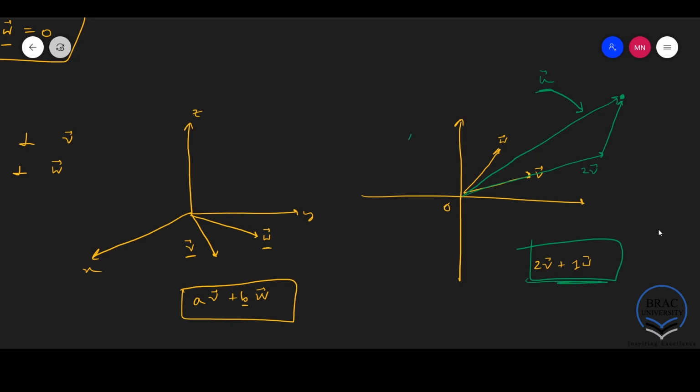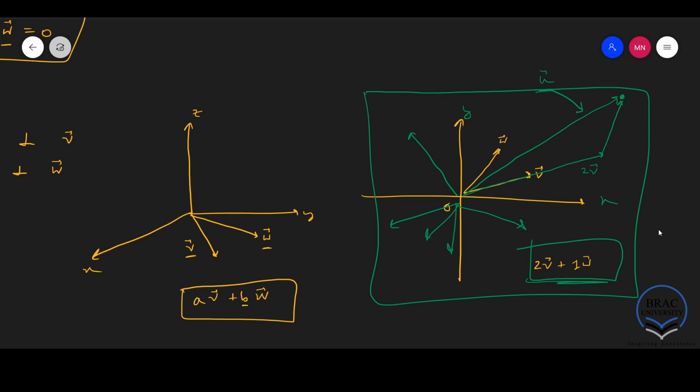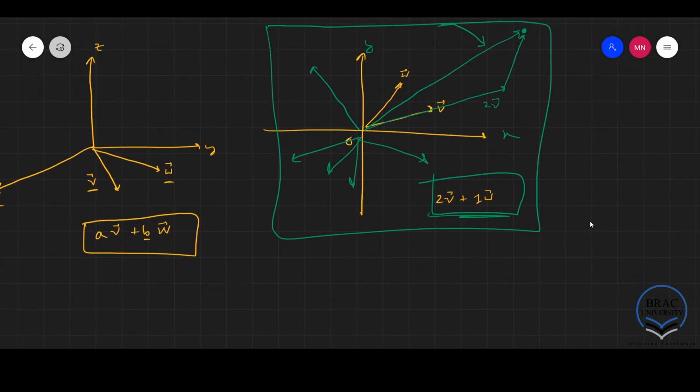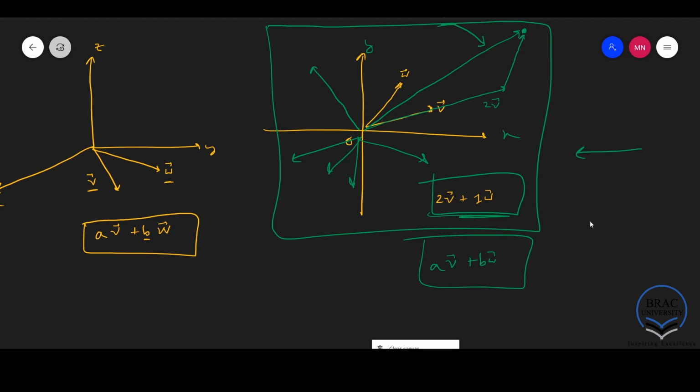Similarly, I can consider absolutely any other vector on this xy plane to also be a linear combination of v and w. So this entire xy plane is just generated by all the possible linear combinations of the vectors v and w. So this linear combination generates this entire plane, and in this case it is the xy plane, right?